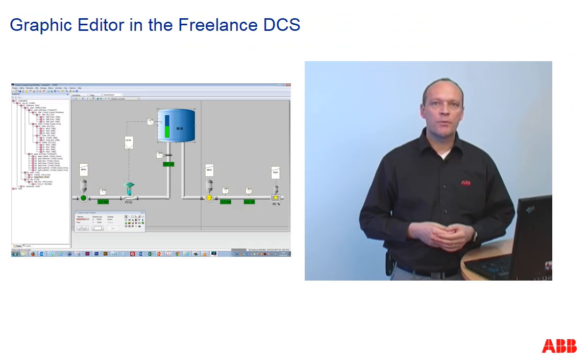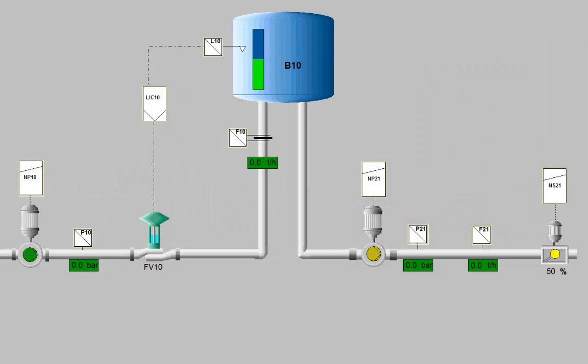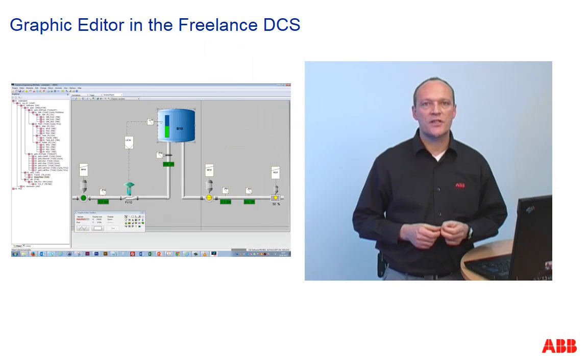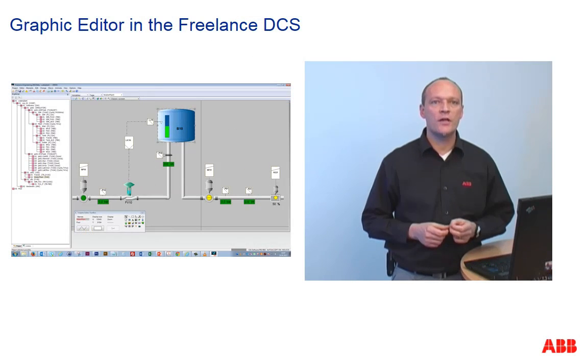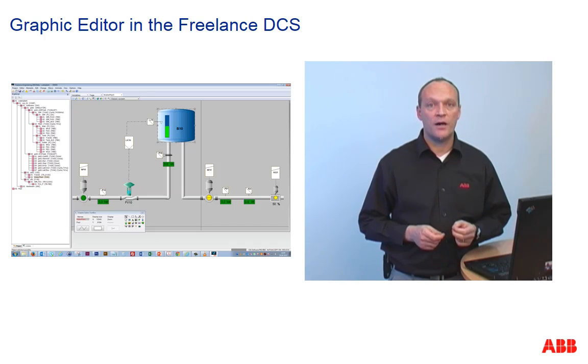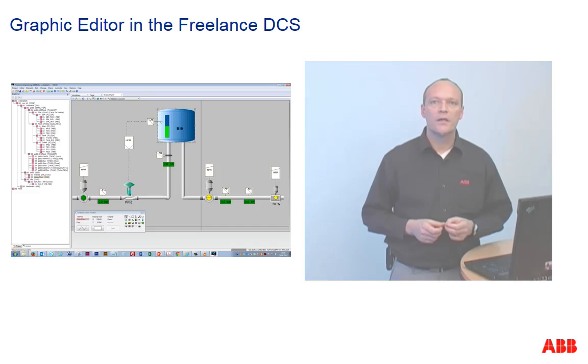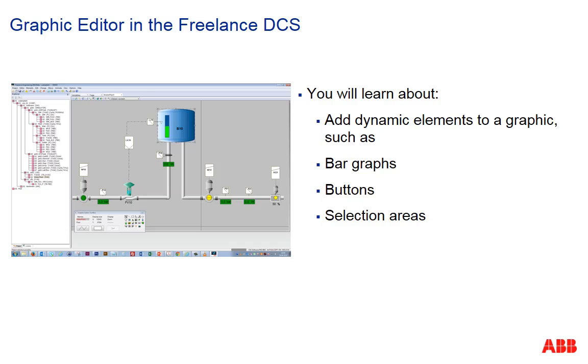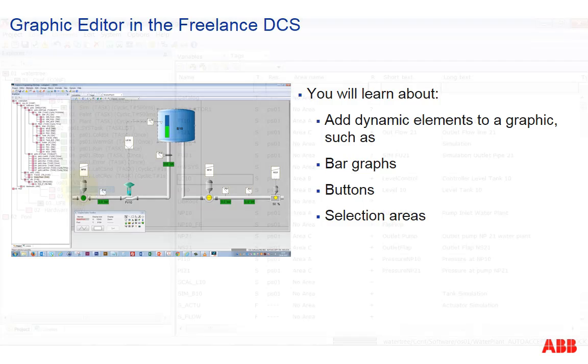When we created the project tree, we inserted a free graphic display under the OS1 node and imported the water plant bitmap. The advantage of using bitmaps is that you can use your favorite graphic editor for the static part. What is missing is to add dynamic elements like bar graphs, buttons and selection areas. That is what we want to perform now.